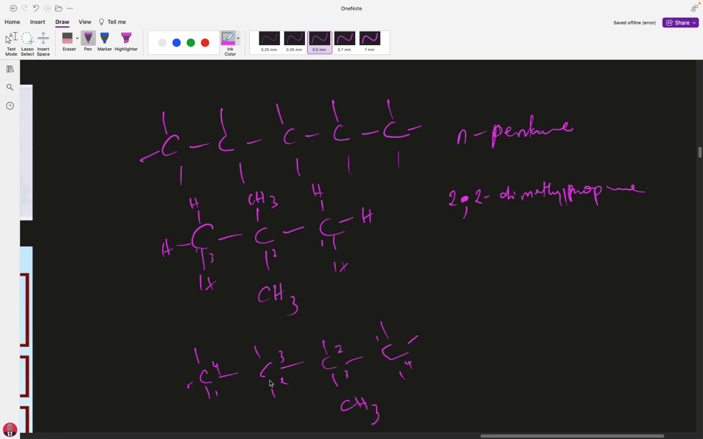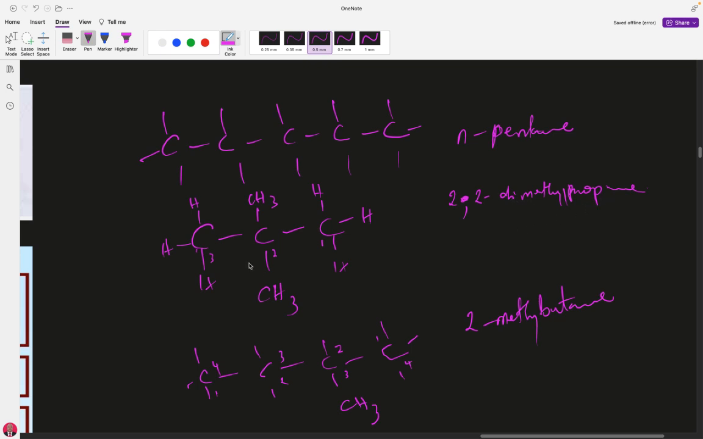So 1, 2, 3, 4, 5. There are 5. So we call this 2 methyl. This is on the second position. 2 methyl, then 1, 2, 3, 4, 2 methyl butane. On the second position, we say it's a methyl group attached, so it's 2 methyl butane. But there were two here, so that's why it was 2,2-dimethyl propane.